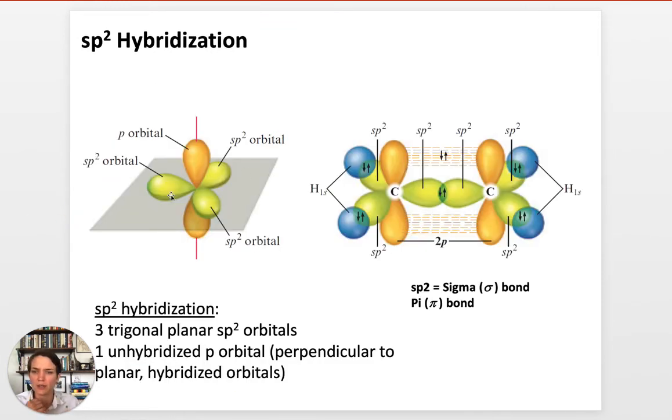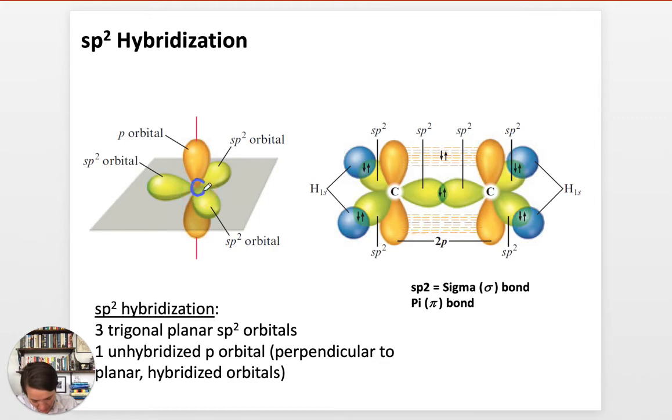Right here. So here we have our sp2 orbitals. You can think of this as the native, or hybridized, orbitals of our carbon. So in the center here would be our carbon, right? Let me redraw that carbon.